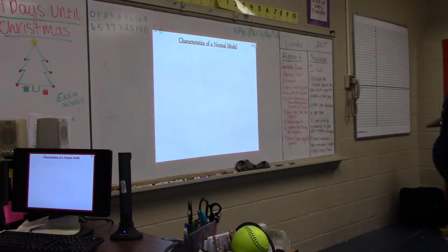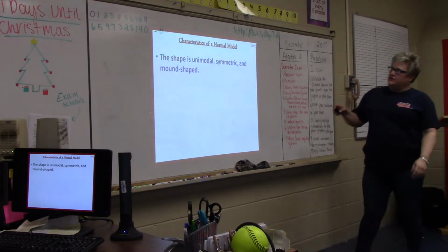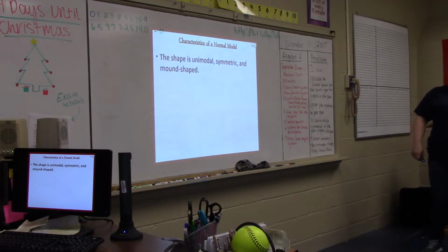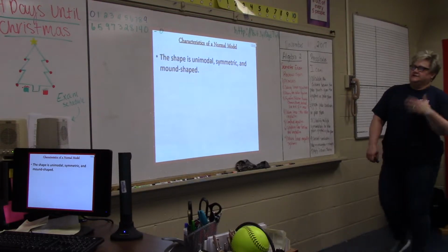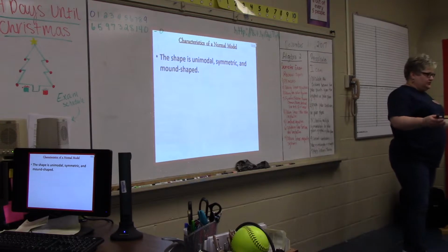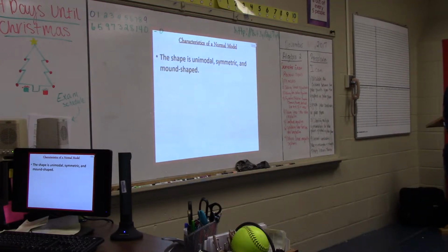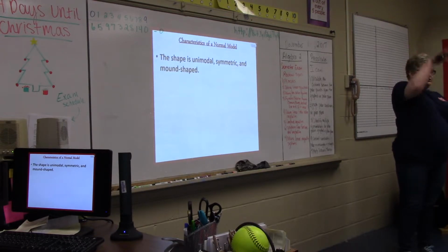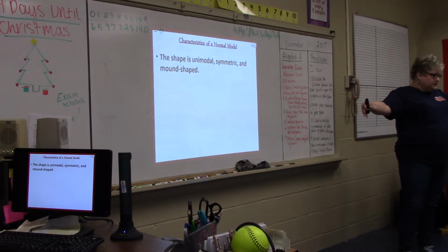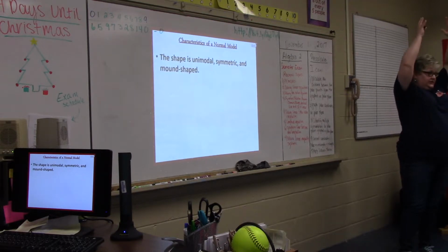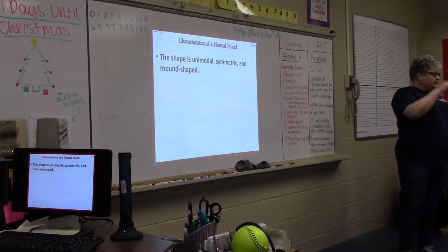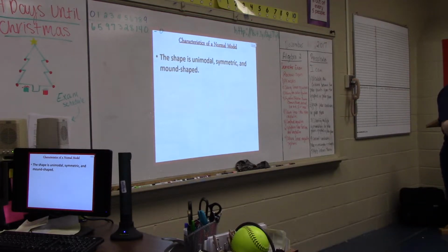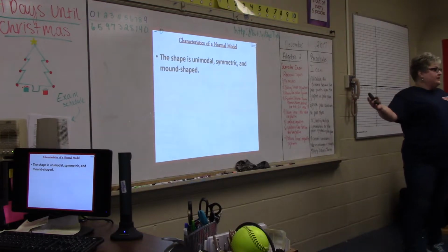Okay, so a couple of things about the normal model that you should know. The shape is unimodal, it's symmetric, and it's mound shaped. One thing you do need to keep in mind is that there's not just one picture of a normal model. It could be short and spread out, or it could be pushed in and really tall. If it's short and spread out, that's telling you you've got a lot of spread going on, or a big standard deviation.